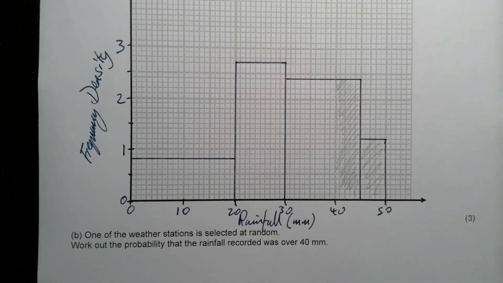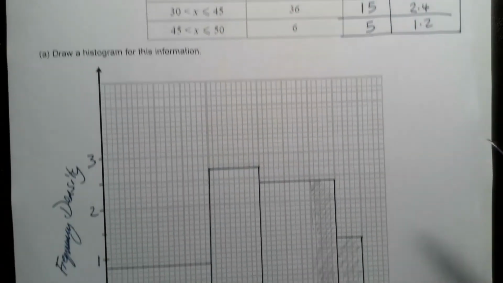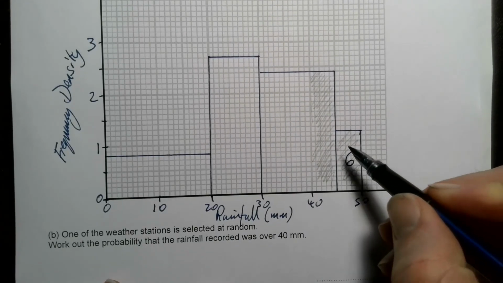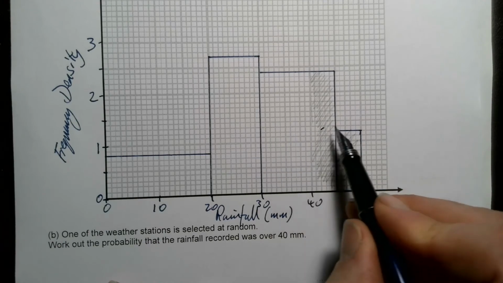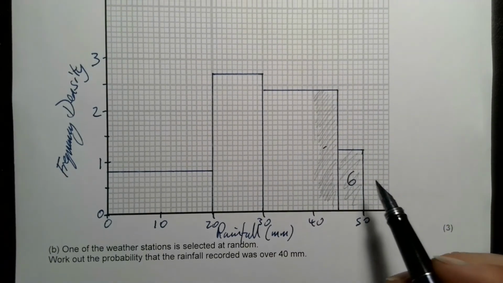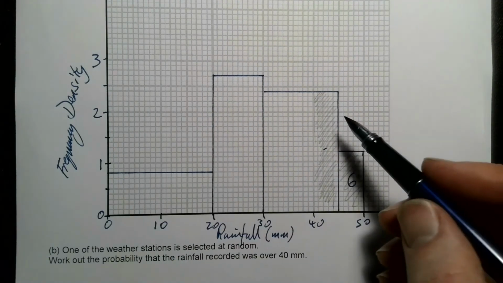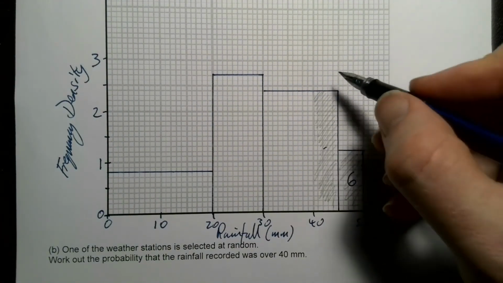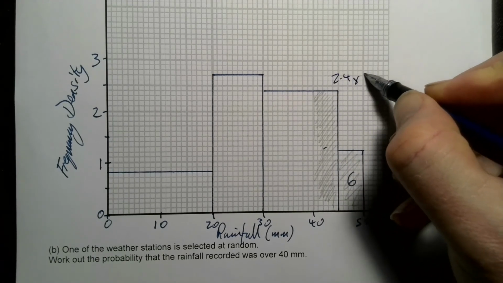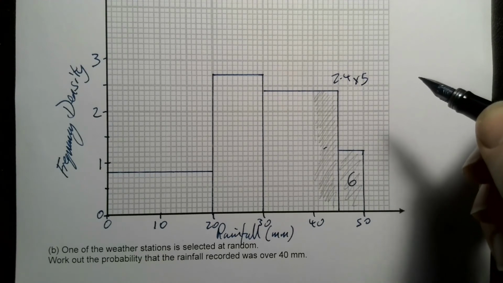Now I know how many are in that bar because it says it in the table. There's a frequency of 6. So that's 6, but how many are there in total? Now you might spot it's a third of everything that you've got going on there, or you could say the frequency density is 2.4, and the width of that bar there is 5. So 2.4 times 5, what's that?